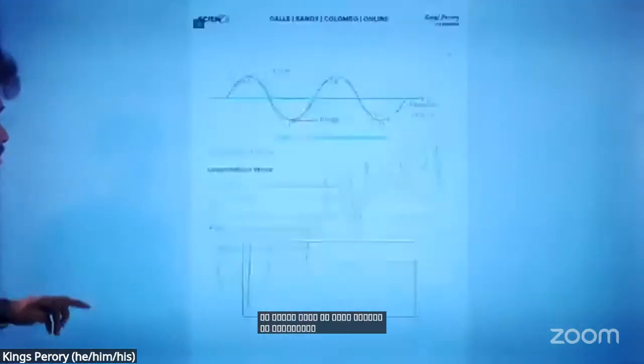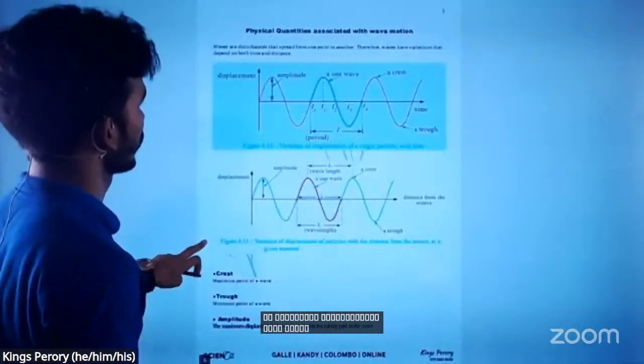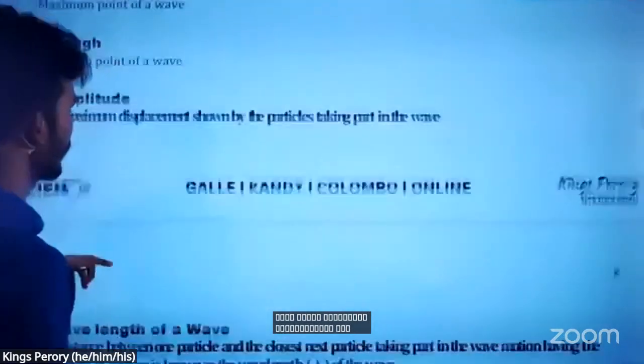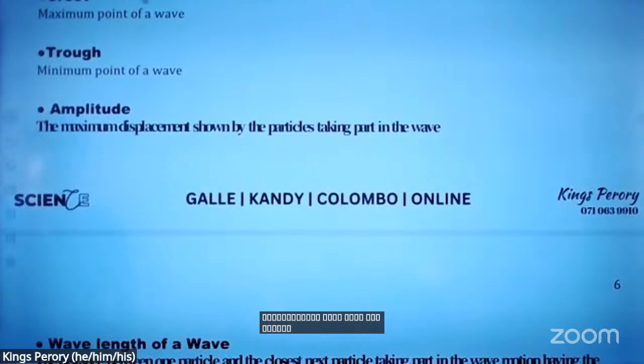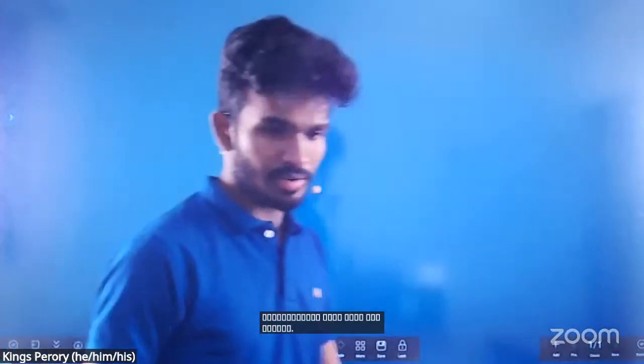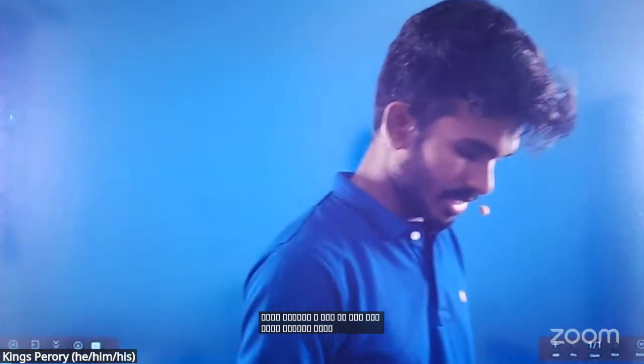And then we went through the physical quantities associated with wave motion. We'll revise. I'll allow you all to unmute. Wait a minute, I'll open the unmute feature.